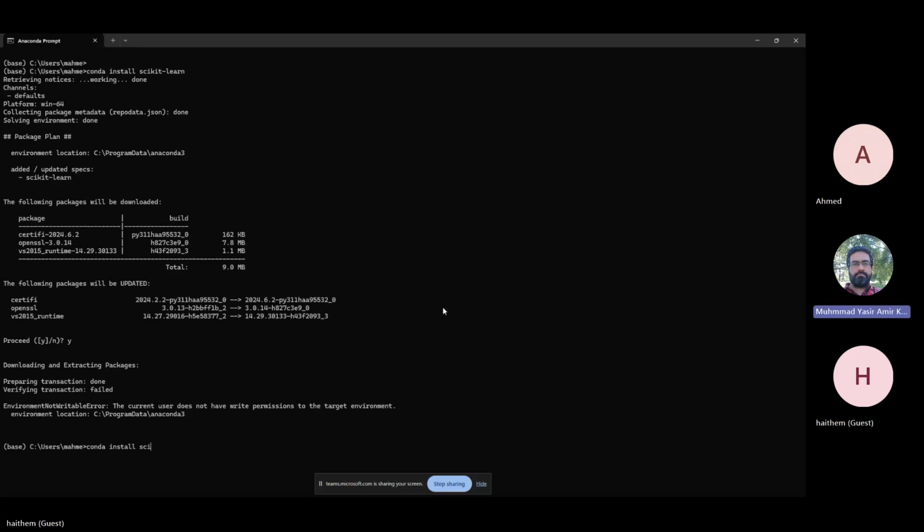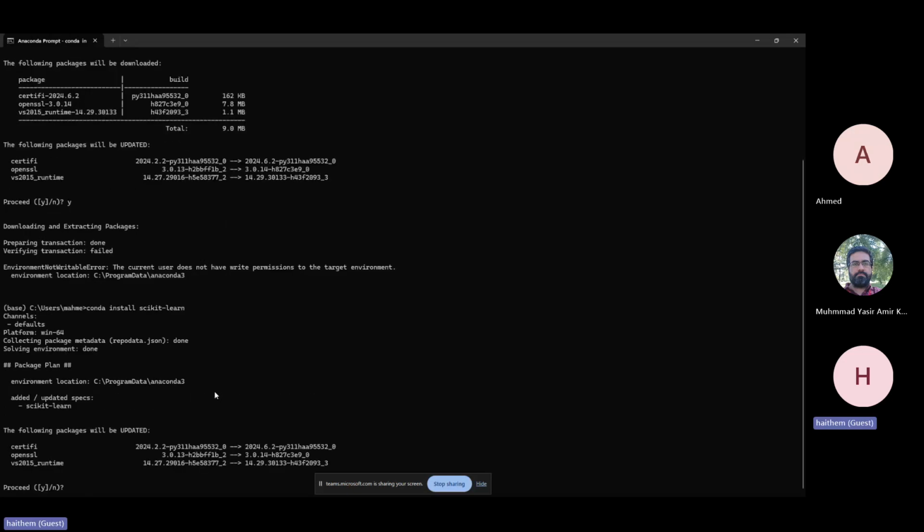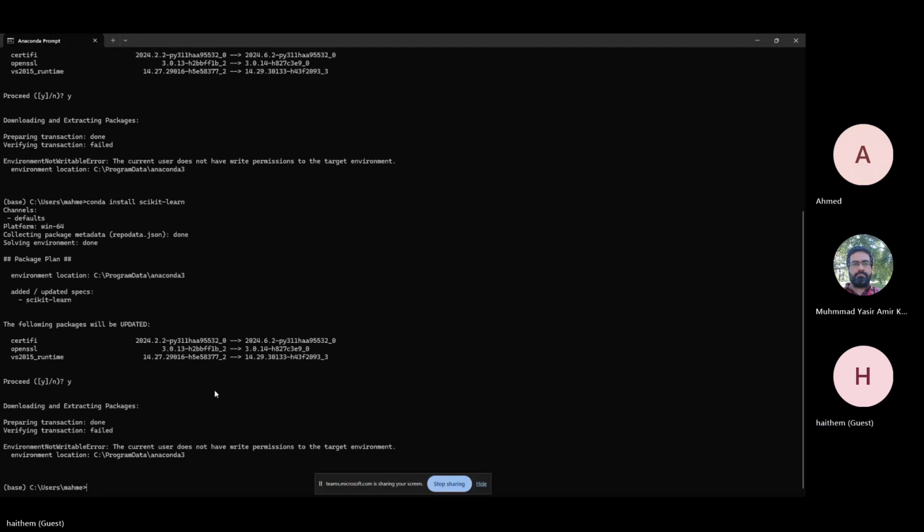We don't have a minus over there, scikit-learn. Yes. Same. Failed again. You have to log in with the administrative rights. I mean, you have to log off.